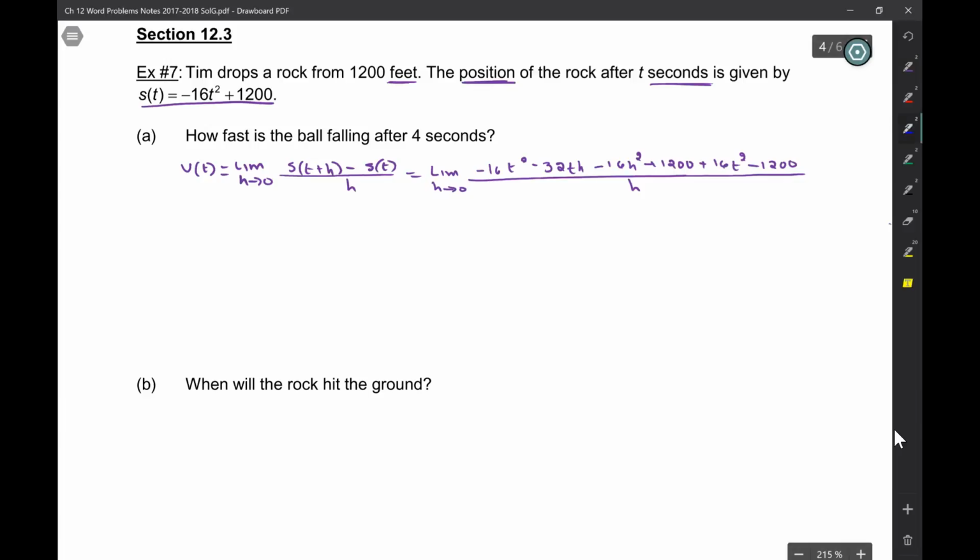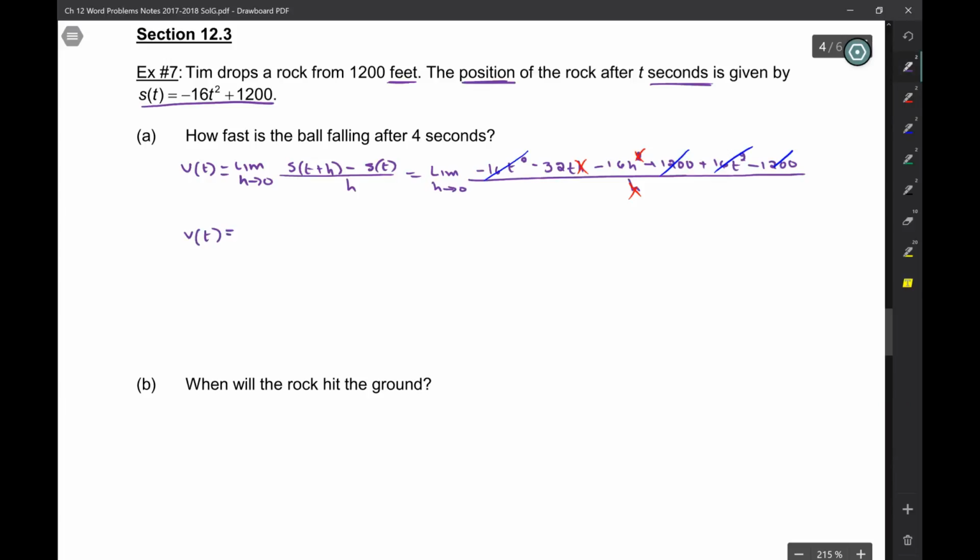And now, okay, this part I love. 16t squares go away. 1200s go away. Do you see the pattern now? Do you see how every single time it's the same exact thing? And then I'm going to cross out my h's, 1h from everywhere. So, all right, what's v of t then? Negative 32t. Any other answers?